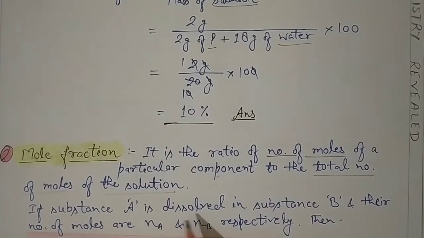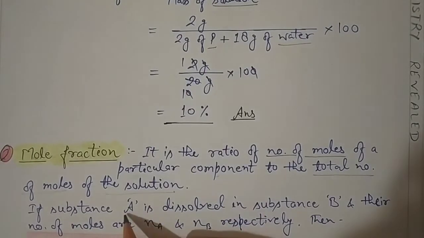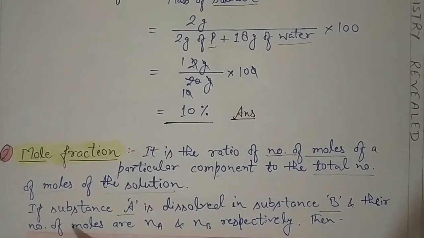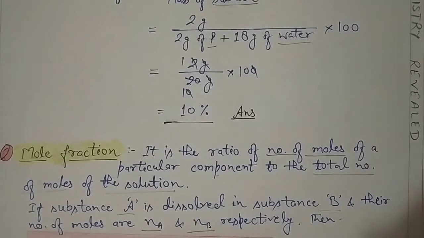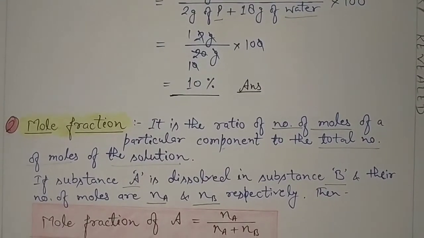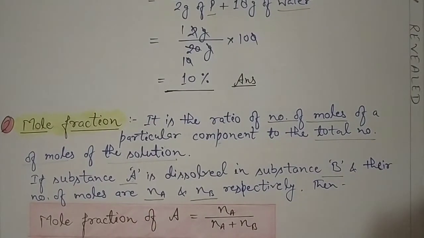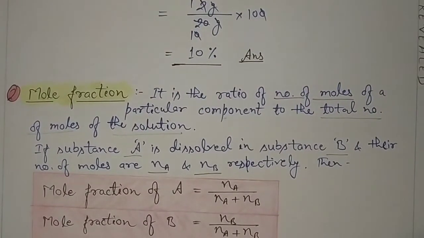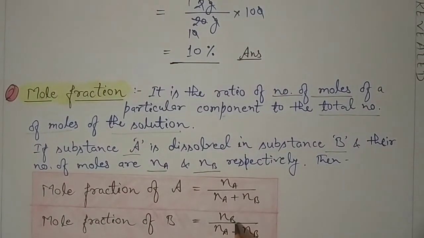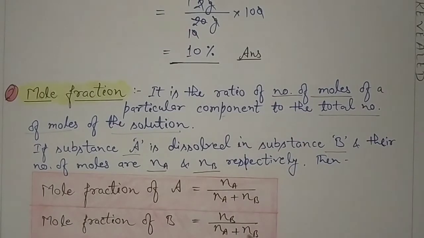If substance A is dissolved in substance B, means A is solute and B is solvent, then their number of moles are Na and Nb. We have assumed the values Na and Nb are the moles of A and moles of B respectively. Then the mole fraction of A would be number of moles of A upon total moles, means number of moles of A plus number of moles of B. Similarly, if you want to calculate mole fraction of B, then the formula changes only at the numerator: Nb upon Na plus Nb.